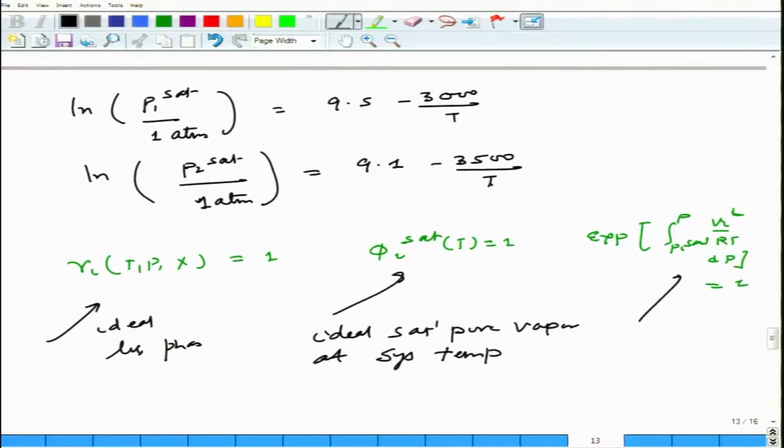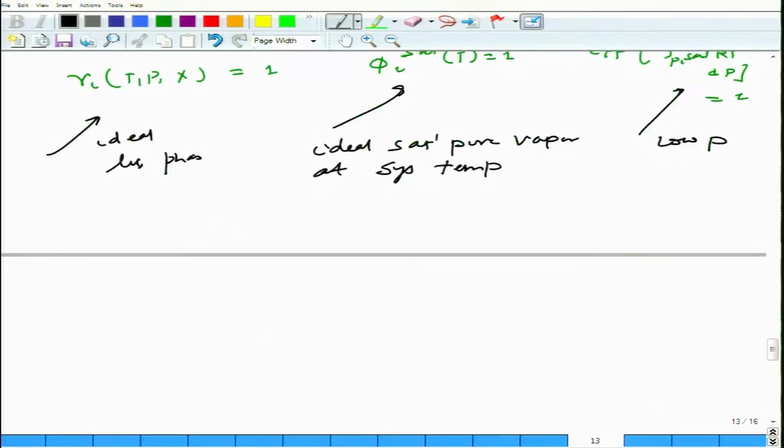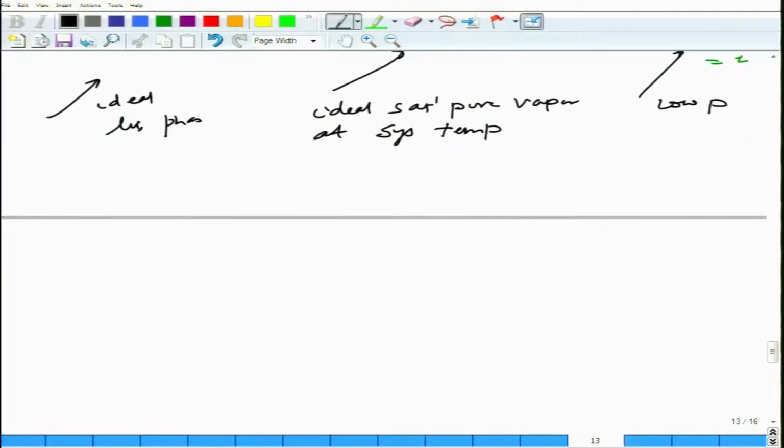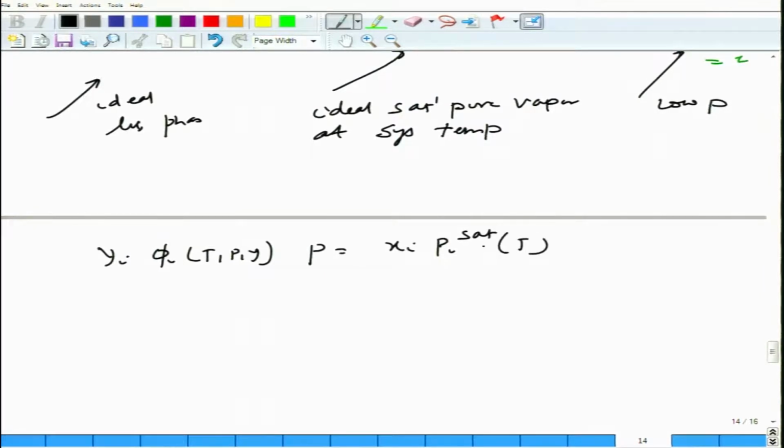And this is the low pressure. So, this is the assumption. If we do that, we have low pressure, because 20 atmosphere is still reasonably low pressure. Now, we obtain the following expression: y_i phi_i at T, p, y times the pressure is equal to x_i P_i^sat. So, this is our final expression.